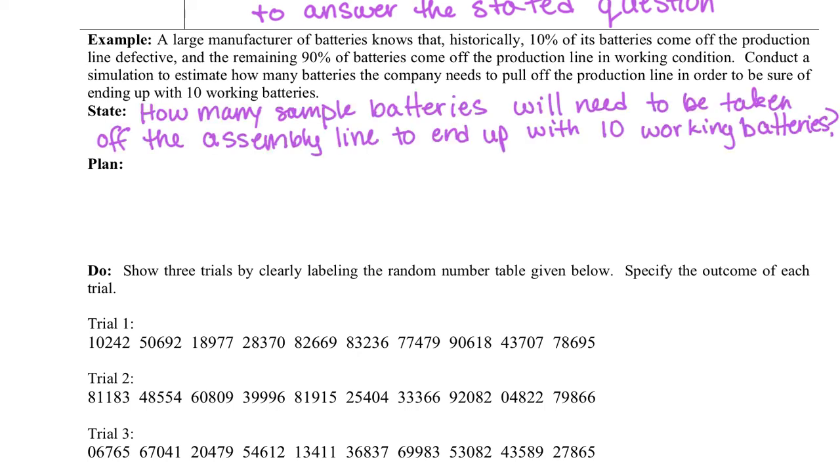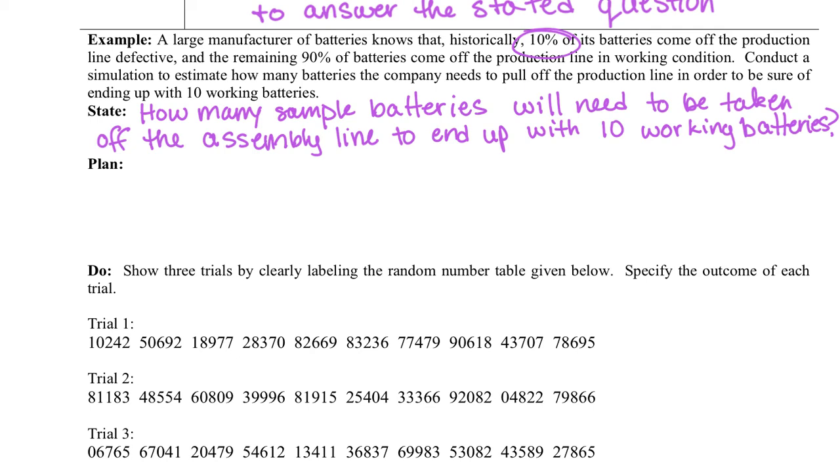So here's our statement. This is what we're actually looking for. This question is asking us how many batteries are we going to have to pull off of this assembly line to end up with 10 working ones. And this is knowing that only 10% of the batteries are going to not work. We're going to have a problem with those.